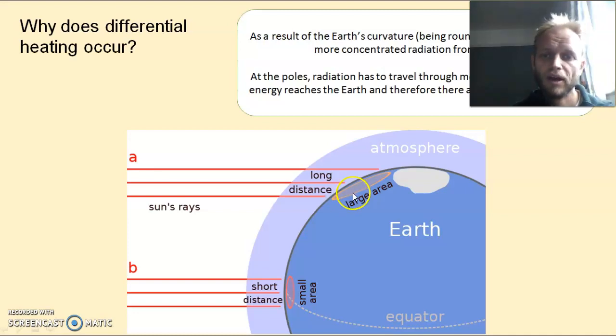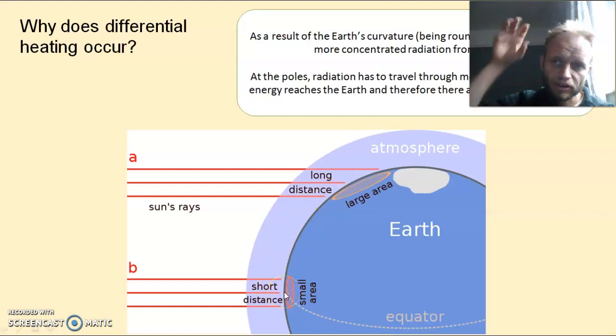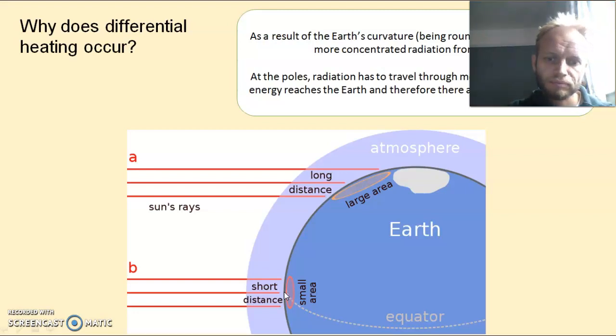So when we have an amount of radiation spread over a large area, it's much weaker and therefore it's much cooler. At the equator, the sun shines from directly above. Okay, so between the tropics, it shines from directly overhead, and so it's concentrated in a small area, and as a result, it's much hotter. And that is your first reason for differential heating. Okay, so the Earth's curvature means the equator receives more concentrated radiation from the sun.